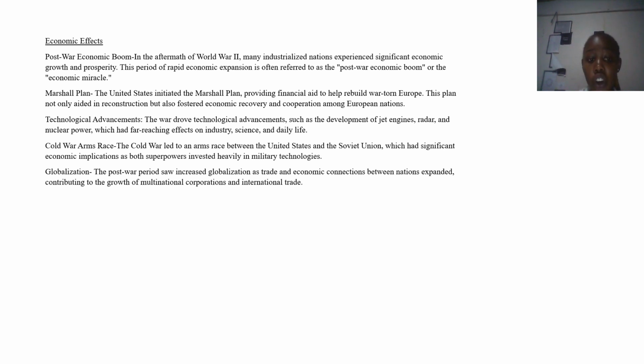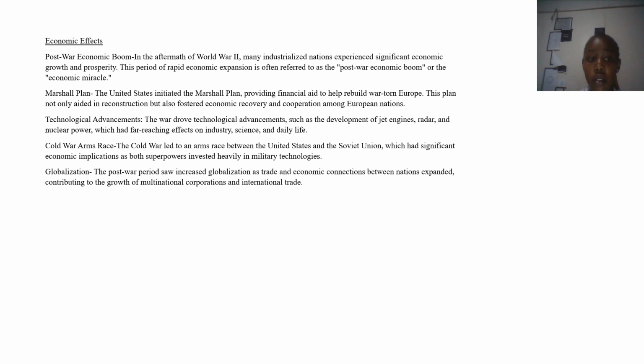Then there was technological advancement. The war drove technological advancement, such as the development of jet engines, which could be used in war. Then nuclear power, which had far-reaching effects on industry, science, and also daily life. Then the Cold War arms race. The Cold War led to a race between the United States and the Union of Soviet Socialist Republics, that is the USSR. Then globalization. The post-war period also increased globalization as trade and economic connections between nations expanded.